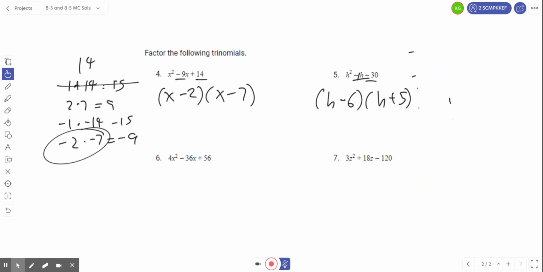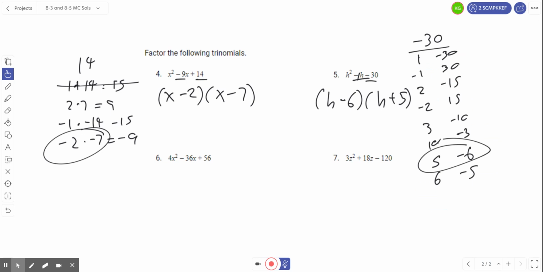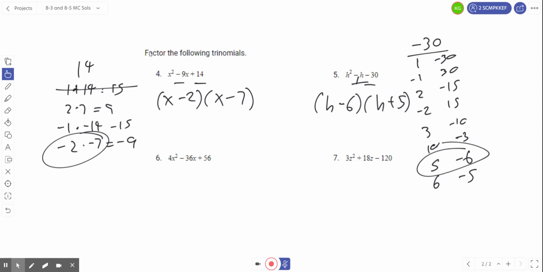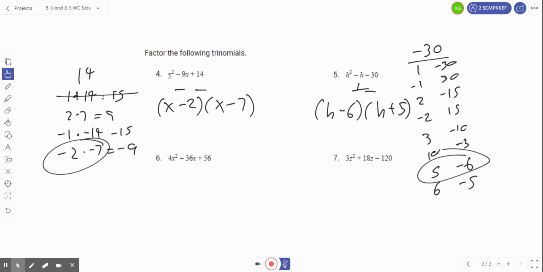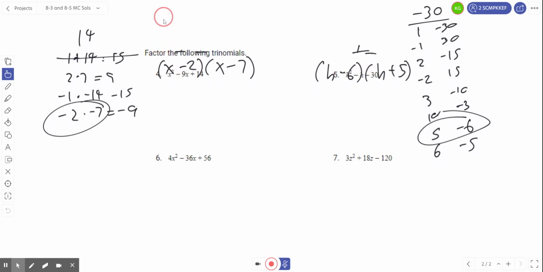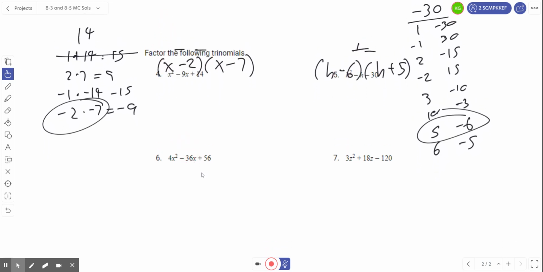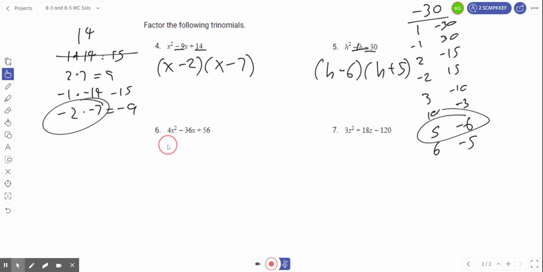I'm gonna erase that so I have room. Well, we'll see if I can leave it there. All right. Maybe if I can move everything up. Okay.